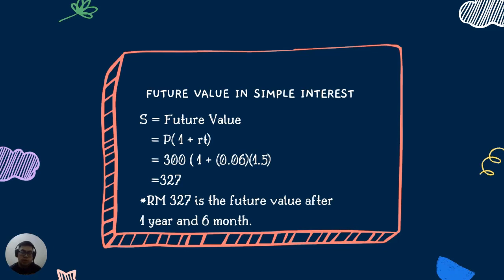As in the slide, 327 ringgit is the future value after 1 year and 6 months. So Razman deposited 300 ringgit, and after 1 year and 6 months, he will get 327 ringgit.